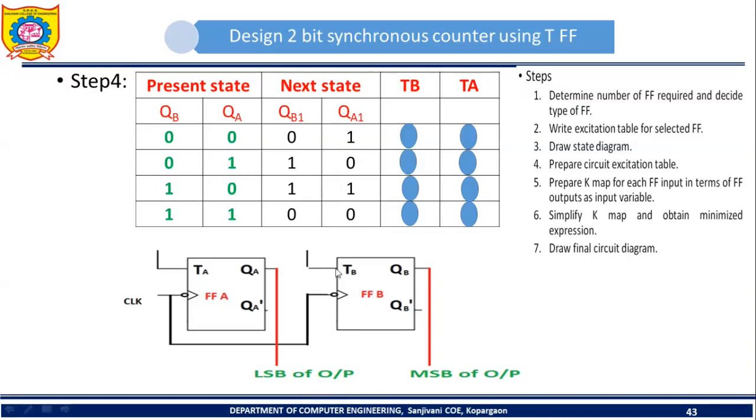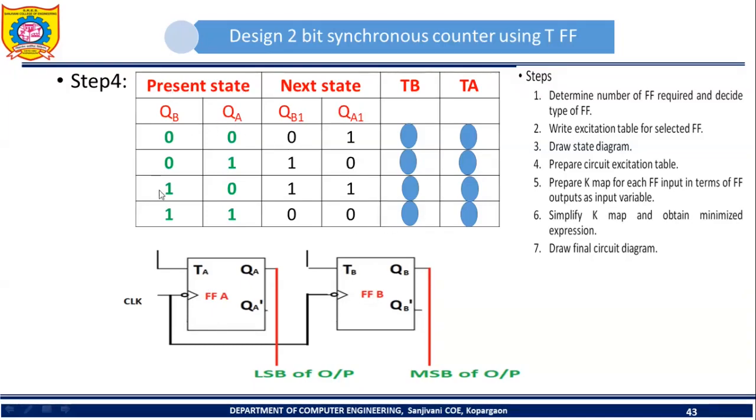In case of asynchronous counter, the inputs of these flip-flops were connected to logic 1. But in case of synchronous counter, we cannot do like this. It is not expected that this input should be connected to logic 1. Then what do you have to do? You have to find out the inputs that should be applied to TA and TB. So how that is done, we are going to see now.